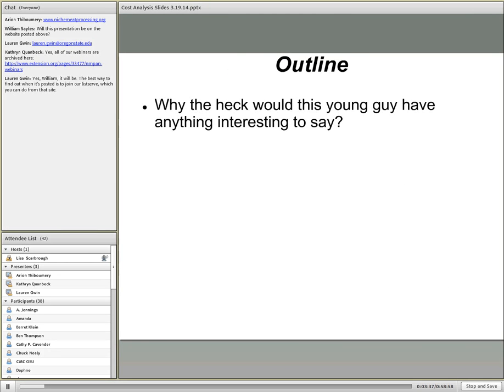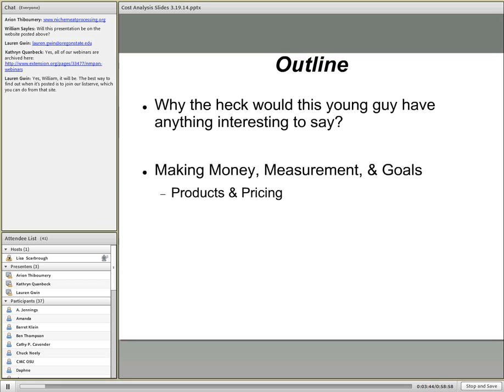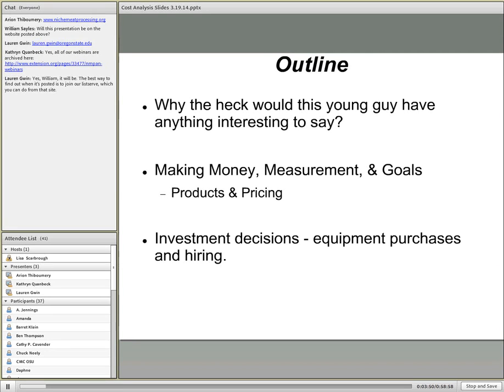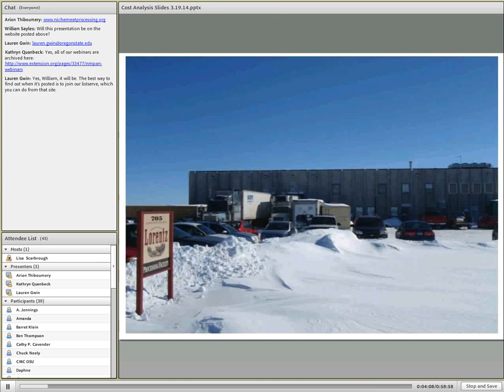So a little outline here, just to give a little bit more background about me and why I have anything to say on this. Then talk about making money in terms of measurement and goals, and then get into products and pricing. And then I'm going to go into some examples at the end of investment decisions, whether it's an equipment purchase or a hiring decision, and how you can evaluate whether that's a good decision within the framework of your business. How much more money does that decision have to make you to pay for itself in a reasonable time frame?